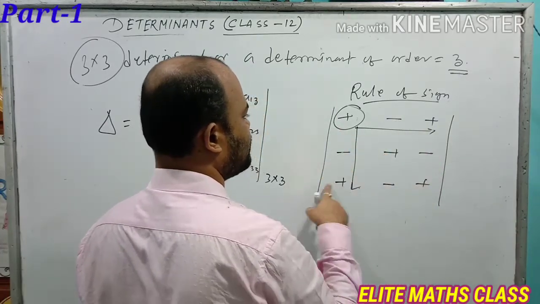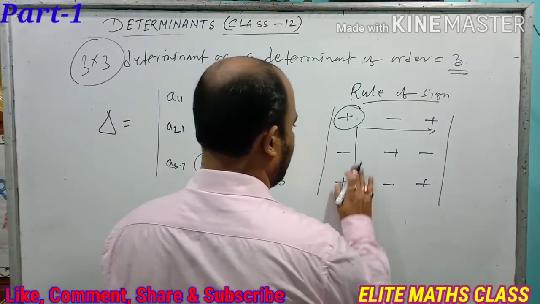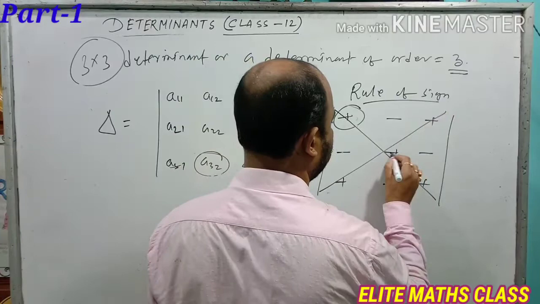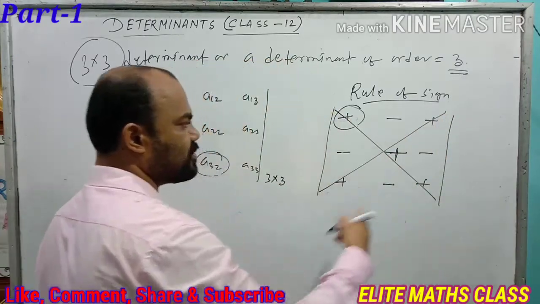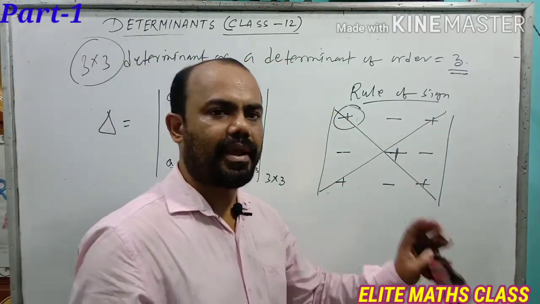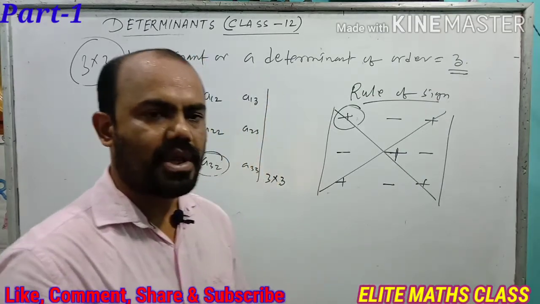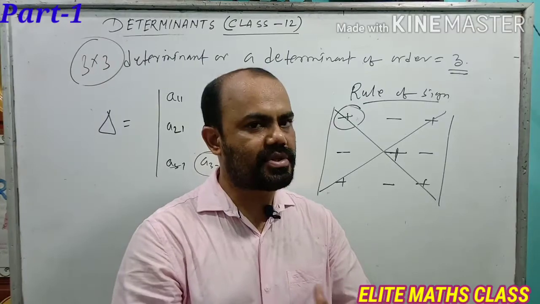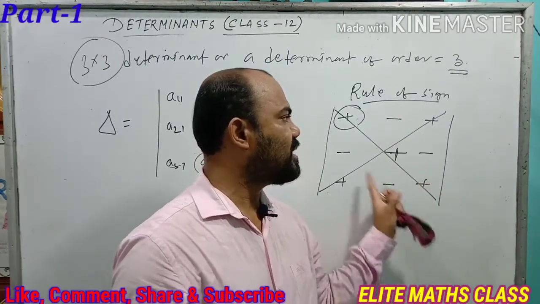Another technique to memorize the signs is to consider the diagonals only. All the diagonal signs are positive, non-diagonal signs are negative. I think this one is very easy to memorize. All the diagonal signs of a 3 by 3 determinant are positive and all the non-diagonal signs are negative.